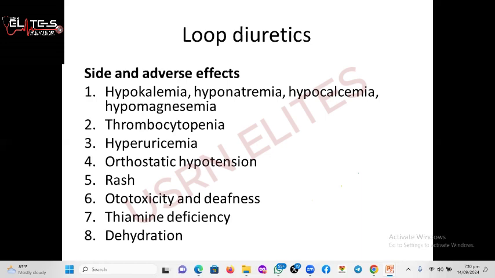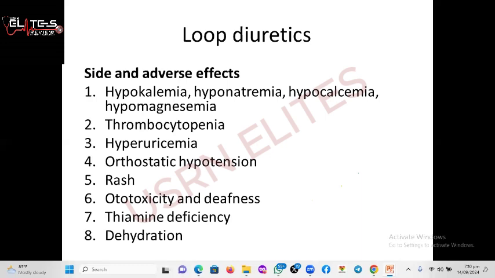It could lead to hypokalemia, it could lead to hyponatremia. It could also lead to hypocalcemia as well too, then hypomagnesemia. But I think the most important thing that they mostly ask of is the potassium level. Then it could also lead to some form of platelet counts reducing, so thrombocytopenia, hyperuricemia. So you need to monitor uric acid level as well too.